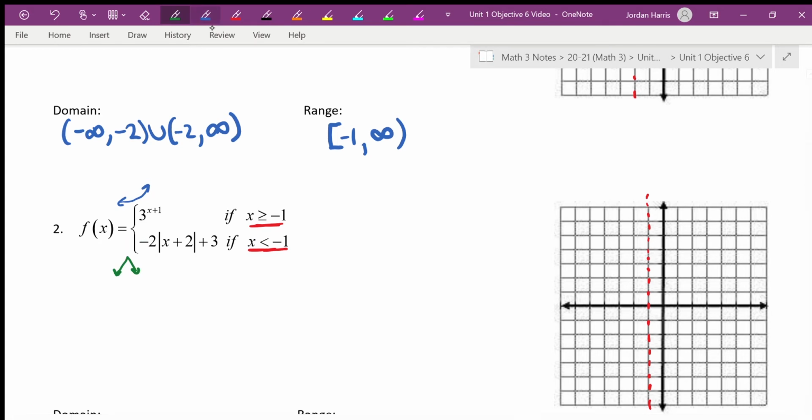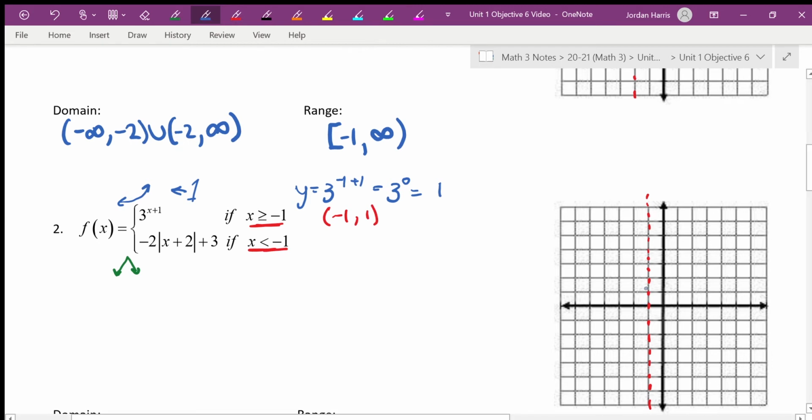Okay. So let's deal with this first. So this is a left one shift. Just going to do that. That's easier. And I need to plug in this point. So y equals 3 to the negative 1 plus 1, which is 3 to the 0 power. You need to know that any number to the 0 power is just 1. So I get negative 1, 1. Negative 1, solid dot. It's included.